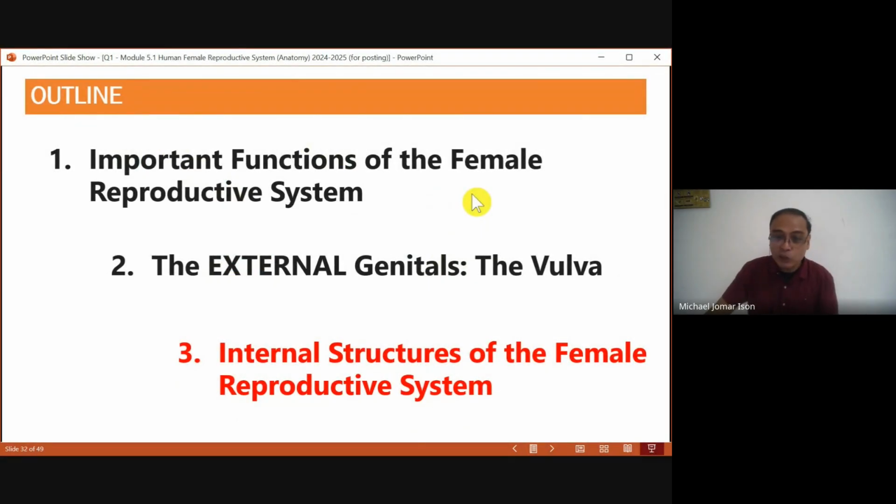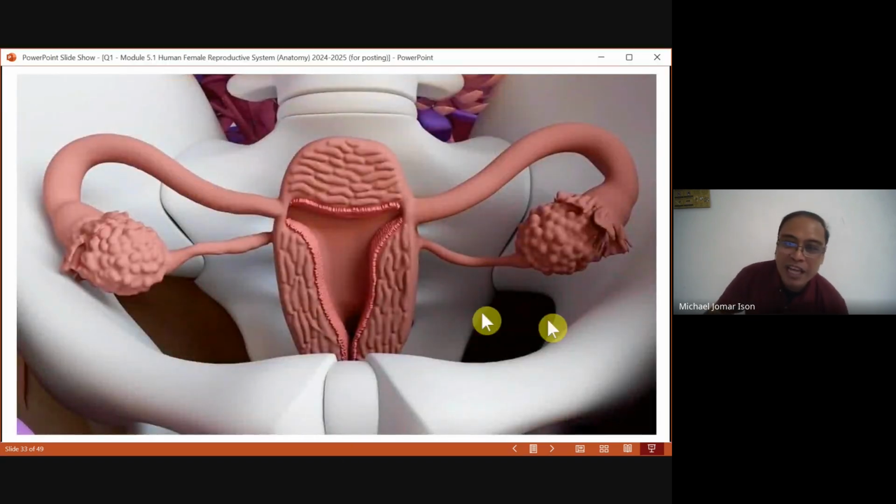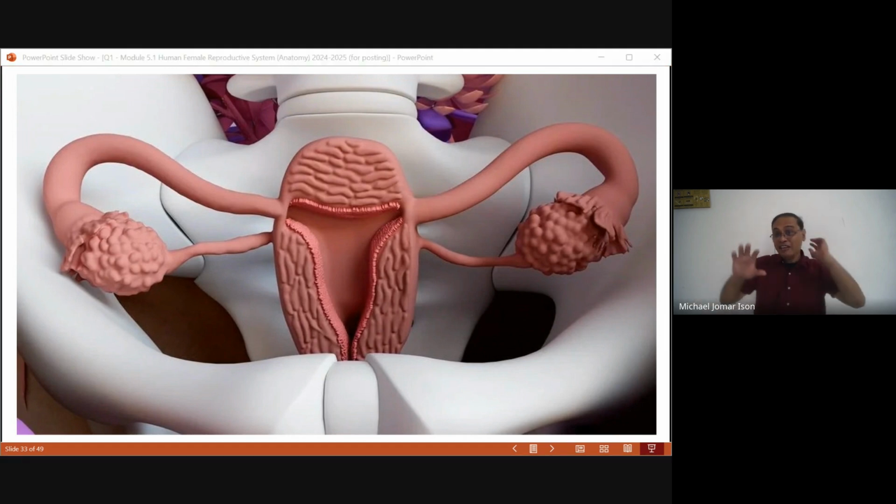Let's now look into the internal structure of the female. So we're already done with the external. We're already done with the analogy. We are now going into the internal structure of the female reproductive system. Now, going here, this is a drawing of that. So it's very familiar to us. This is very familiar.